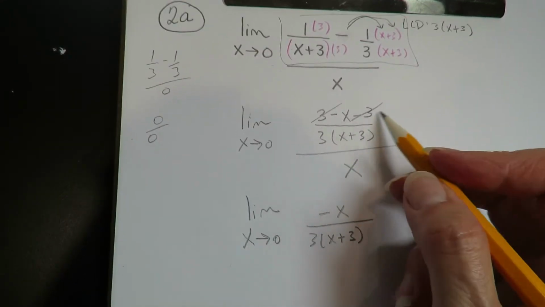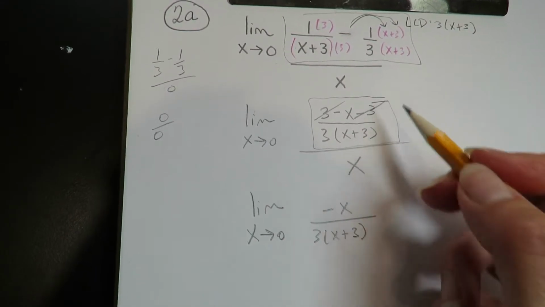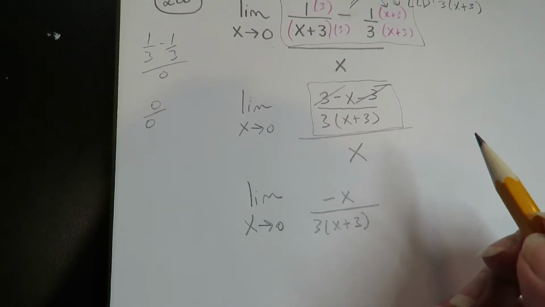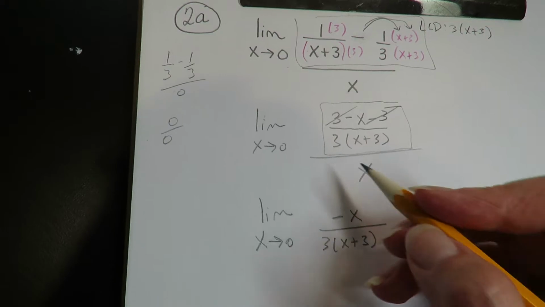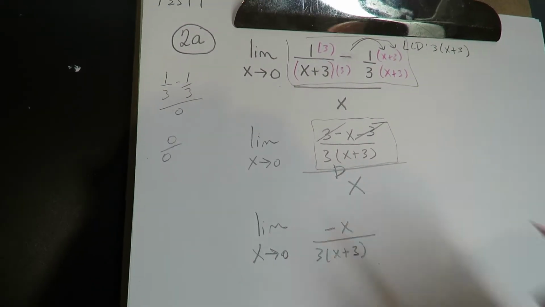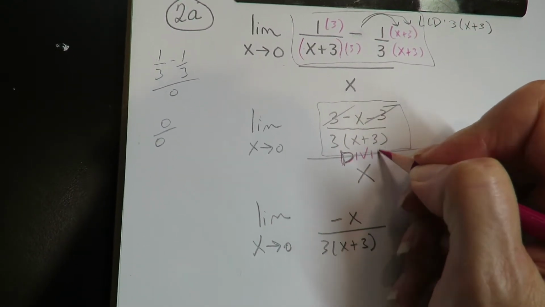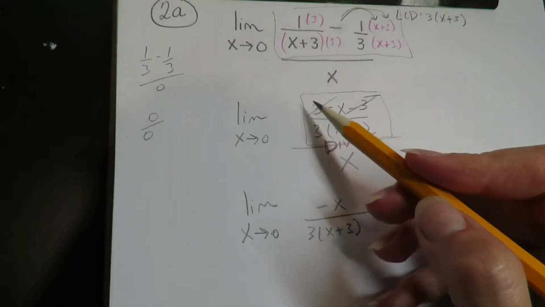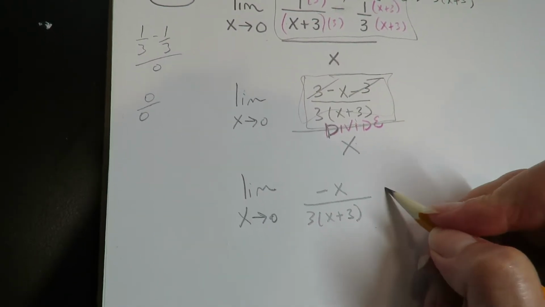I'm trying to write out all the steps for you. So this is what's left from the top fraction of the complex fraction, the numerator fraction. Now this means you're dividing by x. So it's this top fraction divided by x, like this.